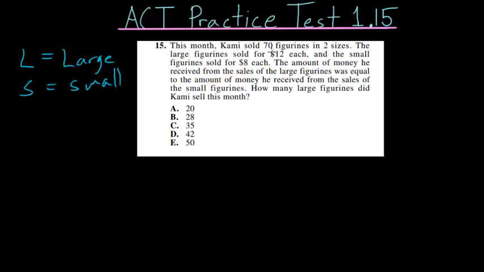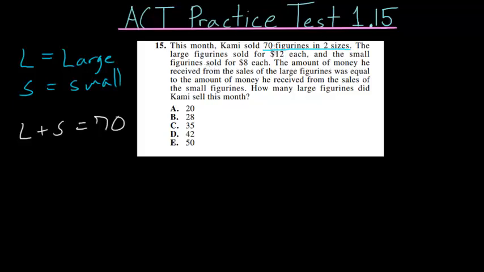So this month Cami sold 70 figurines in two sizes. This right here, 70 figurines in two sizes, gives us an equation already, because we know that if we add the number of large figurines sold to the number of small figurines sold, it has to be 70 in total. So we can write that L plus S is equal to 70. So now we have one equation with two unknowns, which we can't solve. So that means we have to go back and find a second equation.